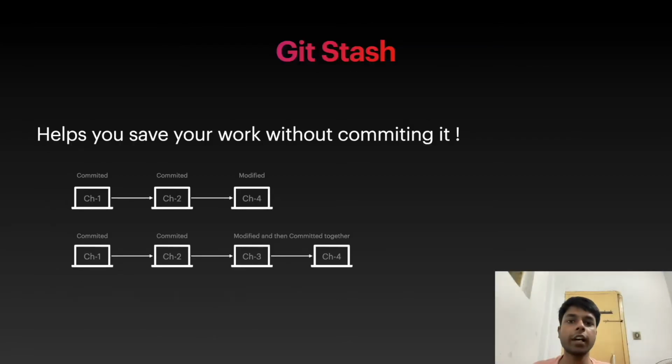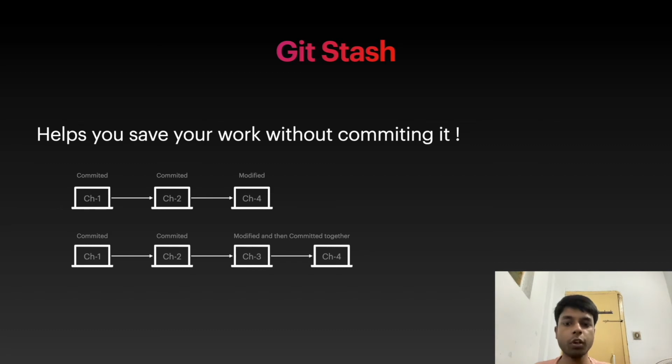So now let's look at Git Stash. Git Stash helps you to save your work without committing it. So let's say you are writing a novel and you wrote chapter 1, then committed it, then chapter 2, and then committed it, and then you started working on chapter 4.